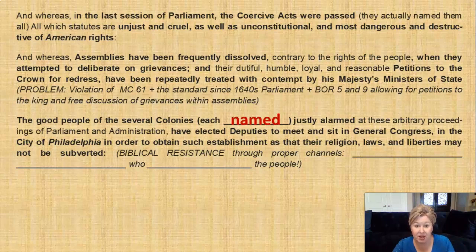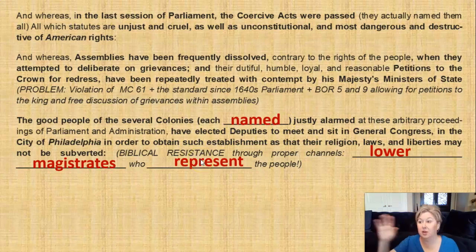What's key here, I want you to get, is that the good people of the several colonies have elected deputies. This is proper biblical resistance. It's not a mob. It's the people saying we are going to work through lower magistrates, just like Samuel Rutherford spelled out in his process of biblical resistance. We will work through representatives that we select that will go meet in Philadelphia and determine the best process for trying to maintain both peace and our liberties. The lower magistrates will represent the people against the tyranny of the king.